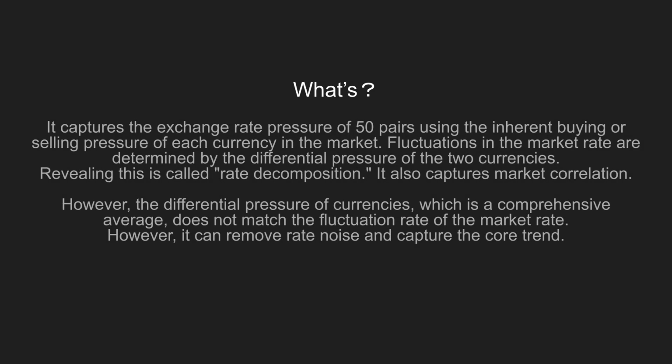Here we capture exchange rate pressures for 50 currency pairs, using the inherent buying or selling pressure of each currency in the market. Market rate fluctuations are determined by the differential pressure between the two currencies. The technique for revealing this is called rate decomposition, and it also captures market correlations. However, the differential pressure between currencies, which is a comprehensive average, does not correspond to the volatility of market rates. However, it can remove rate noise and capture core trends.